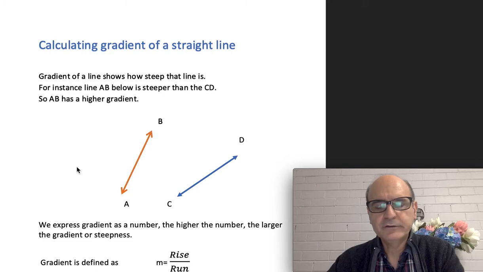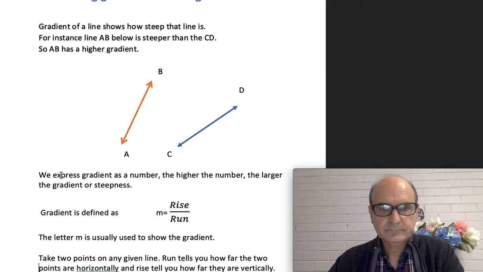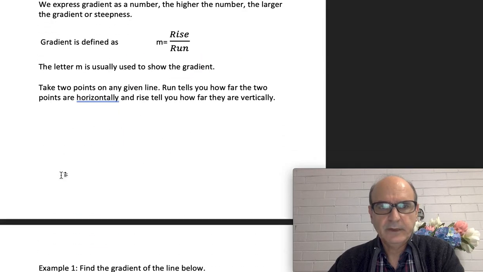To give it a number, we define the gradient as rise over run. So gradient is a number, and is equal to rise over run. Rise divided by run. We are going to explain this. By the way, we use the letter M to show gradient.